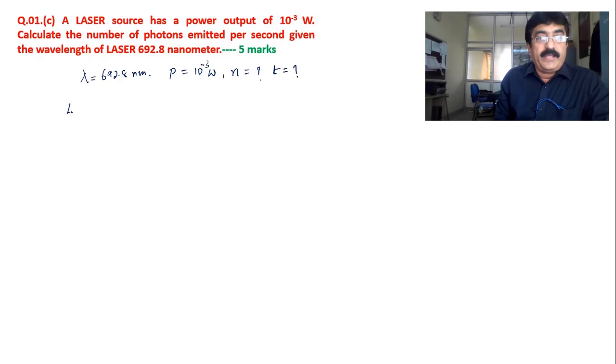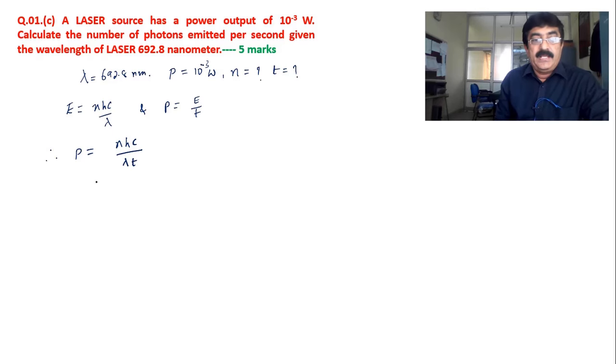Dear students, you know energy is equal to N into Hc divided by lambda, and you know power is equal to energy divided by time. So therefore I get power is equal to N into Hc divided by lambda into T. Therefore N is equal to, cross multiply, P lambda T divided by Hc. I hope you got it, where T is nothing but time during which photons are emitted.